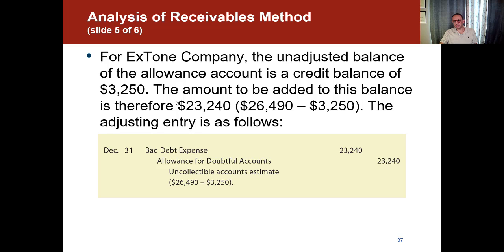That's different from the percentage of credit sales method. In the sales method, whatever value we get, we just record it in the adjusting entry. Here we need to get the difference between the desired value and the existing balance. So in our case here, it turned out to be $23,240. We debit the bad debt expense and we credit the allowance for doubtful accounts.